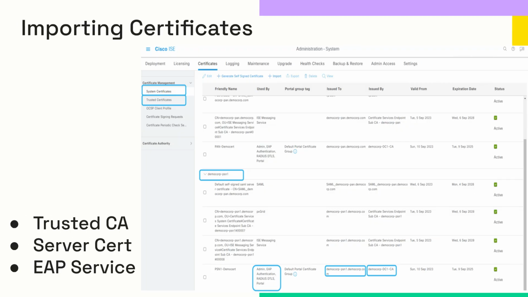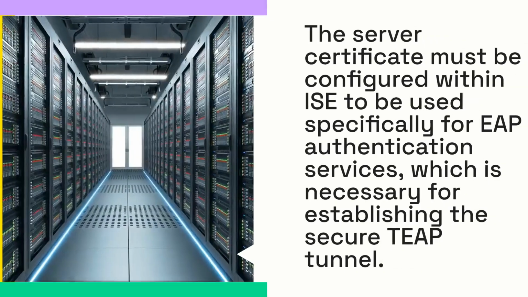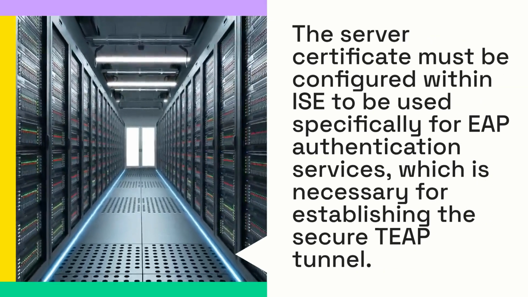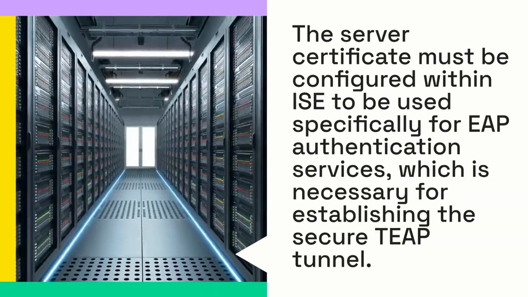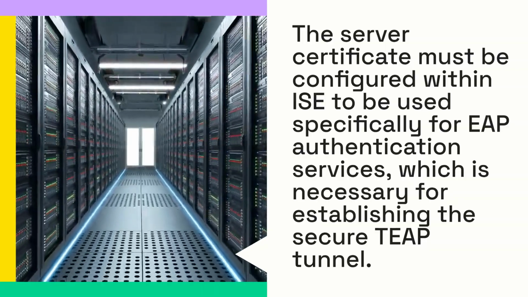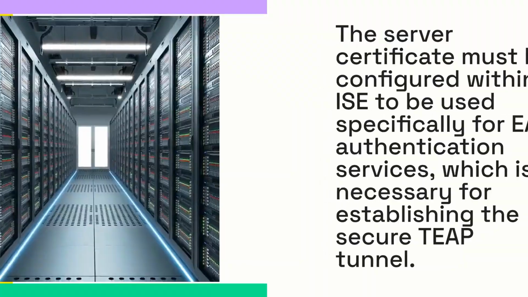In ISE, you must first import the trusted root certificate of your certificate authority. Then, import your server certificate and ensure it is designated for the EAP authentication service. Binding the correct server certificate to the EAP service within ISE is a critical configuration step to enable the server to prove its identity during the authentication process.